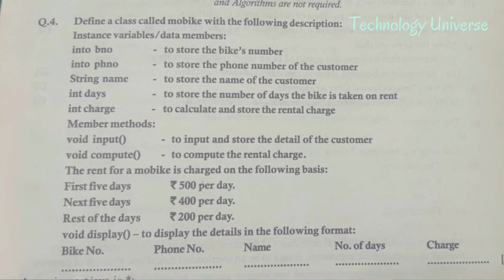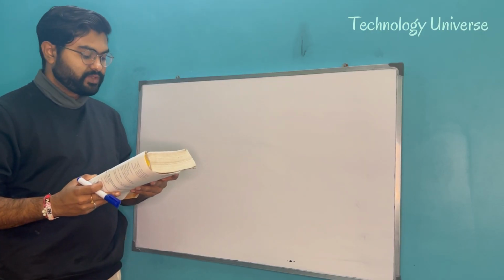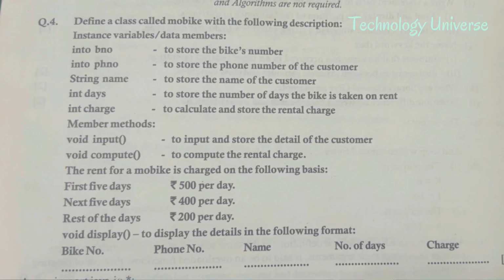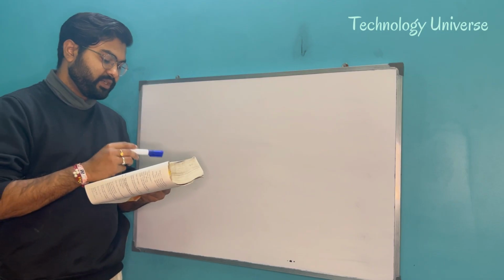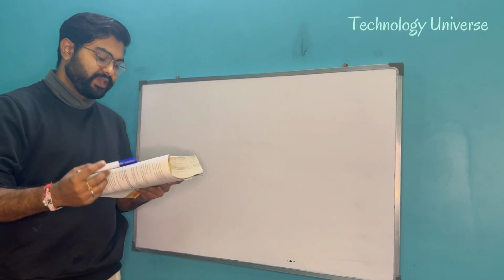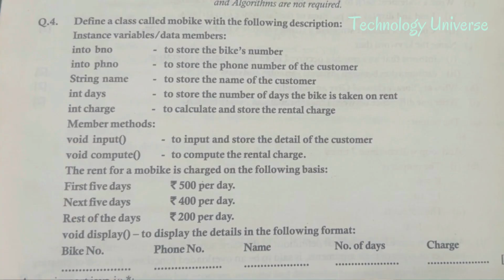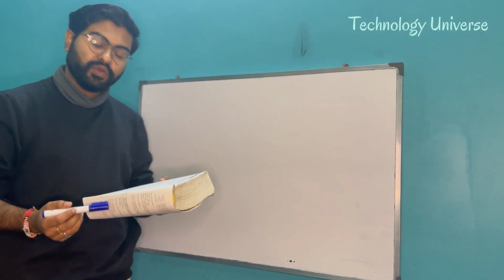So we have a void input method to input and store the details of the customers. Details of the customers है B number मतलब बाइक का नंबर, PH number मतलब फोन नंबर, name मतलब name of the customer, days the number of days the bike is taken out on rent और charge है to calculate and store the rental charge. और rental charge कैसे compute होगा, कैसे calculation होगा वो compute method में होगा.